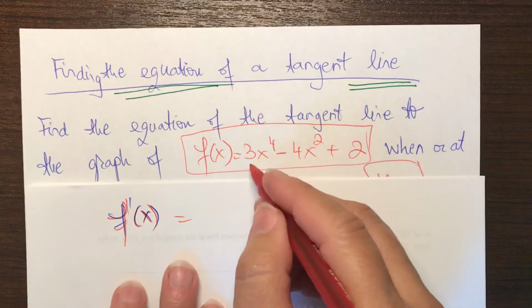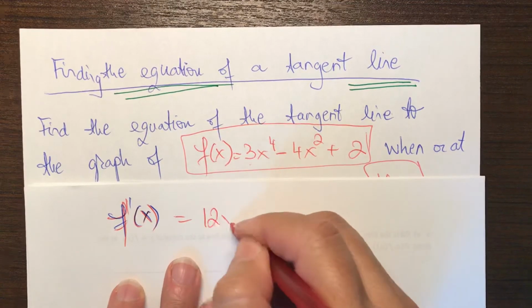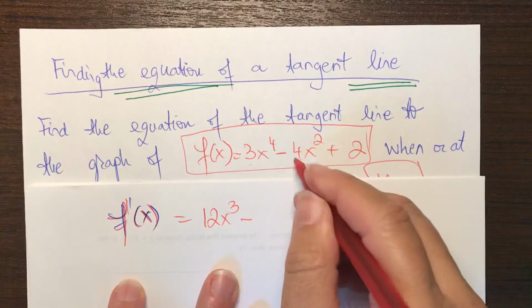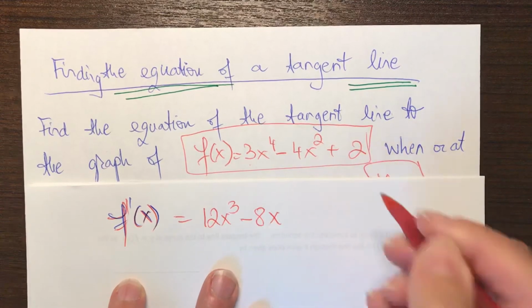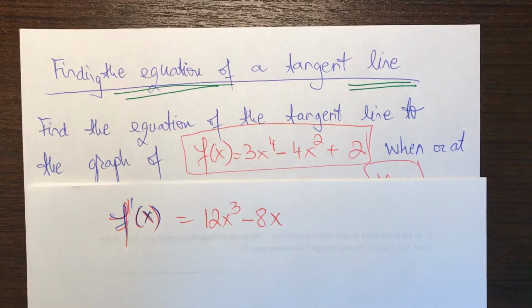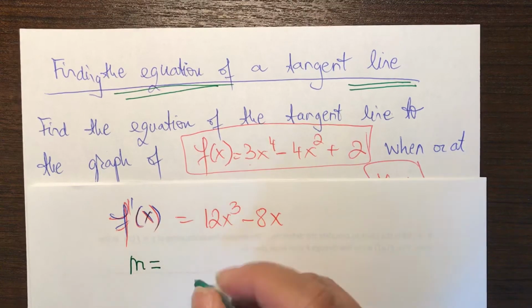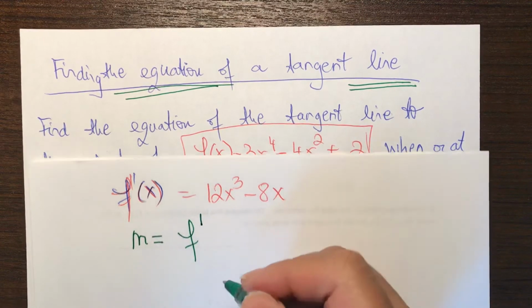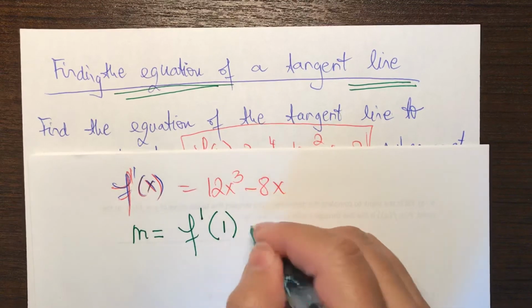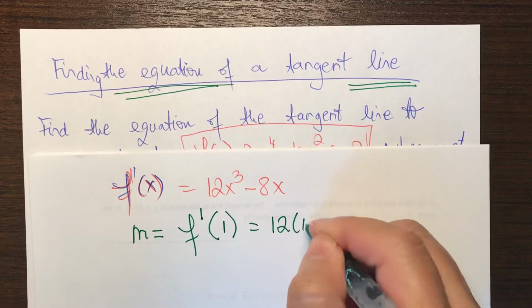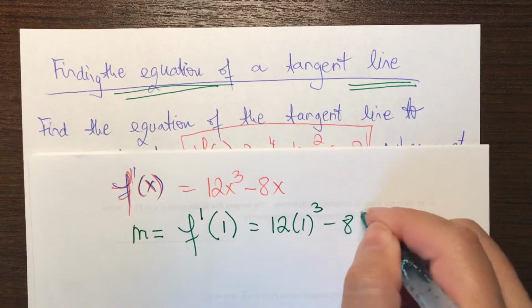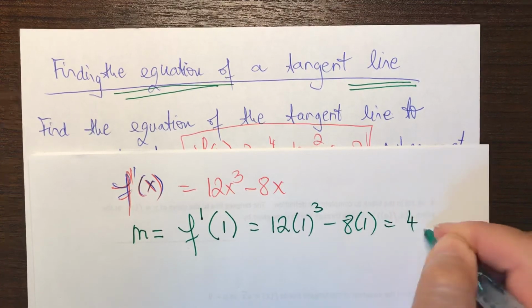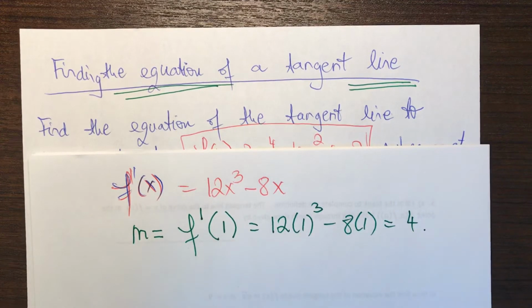The derivative of this function is 3 times 4 is 12, x to the third, minus 4 times 2 is 8, x, and the 2 goes nowhere. So remember, what did I say? The slope at x equals 1 is specifically the derivative when x is 1. So 12 times 1 cubed minus 8 times 1, that's going to be 4. So that's the slope.